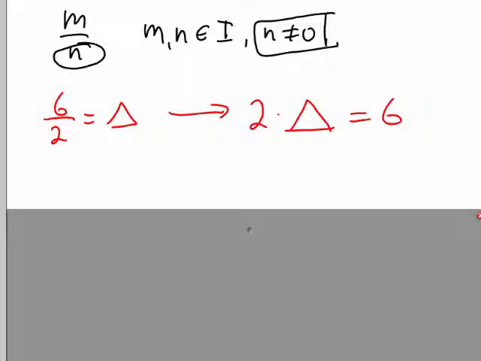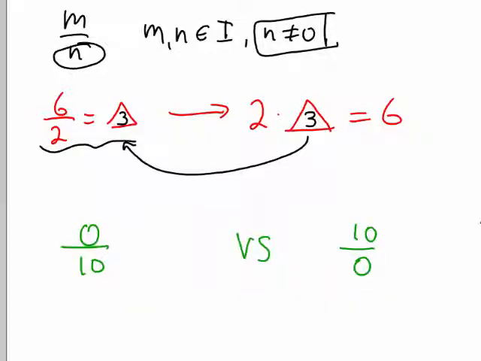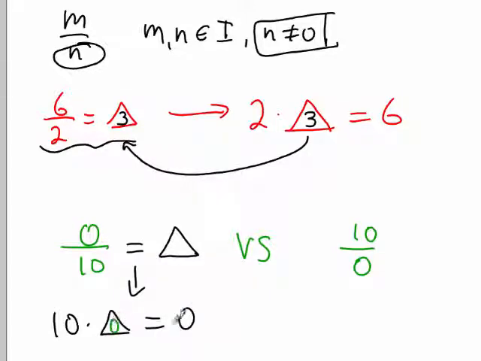And because we know the answer to this multiplication question, we say that the answer to the division question is 3. Division is just a different way to write multiplication. Alright? So let's take a look at 2 scenarios here. 10 divided by 0 versus 0 divided by 10. If I take the one on the left, 0 divided by 10 equals something, my triangle. If I write that in terms of multiplication, I know that that means that 10 times something has to equal 0. And we know that 10 times 0 will equal 0, and so the answer to this would be 0.